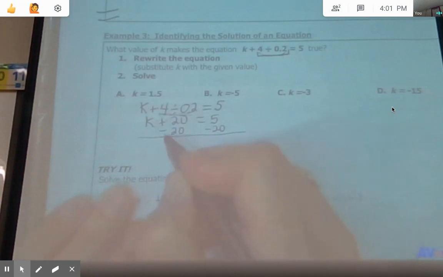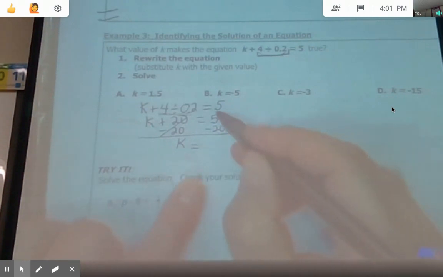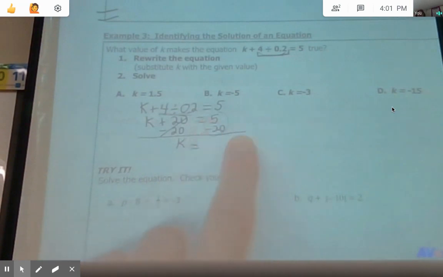Now that I've finished with that part, subtracting 20 from each side, I can finish my problem. I have k by itself because 20 minus 20 is 0. And on the right-hand side of the equation, I have 5 plus a negative 20, or 5 minus 20. If I subtract, they're different signs, so I need to subtract 5 from 20, and I get 15, and use the sign of my larger absolute value, which is the 20. This tells me my answer for k is negative 15.